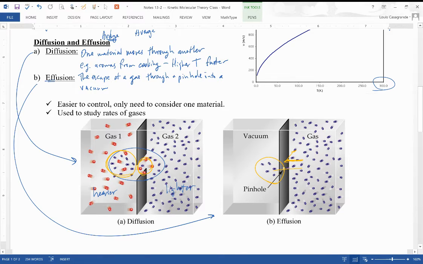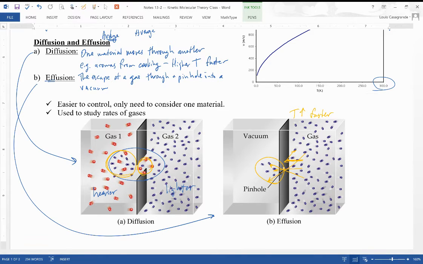So some of these molecules have to have exactly the right speed and exactly the right direction to get through that pinhole. So it doesn't happen all at once, but it does depend on two things. It depends on temperature. As the temperature goes up, they get faster. And it also depends on the mass of the molecules.